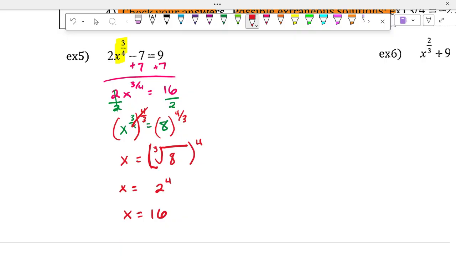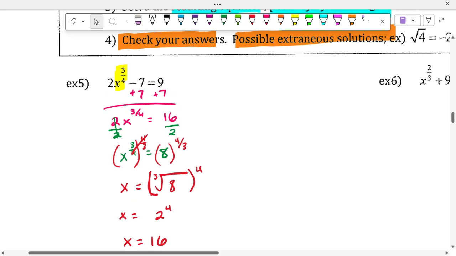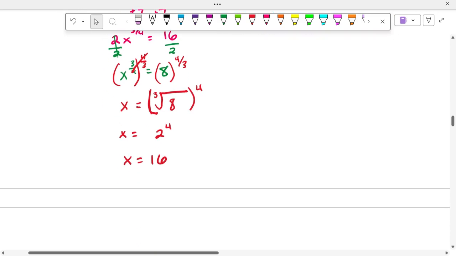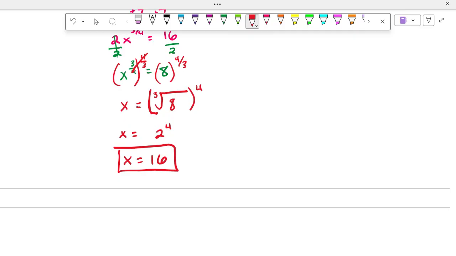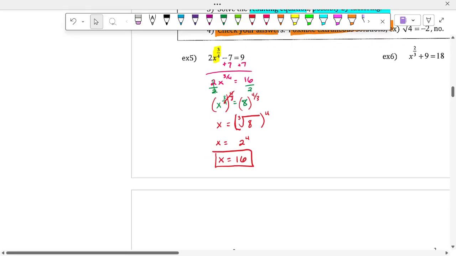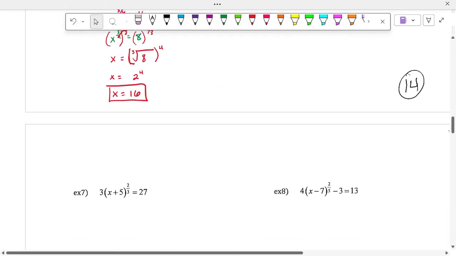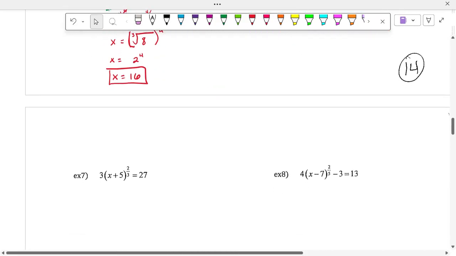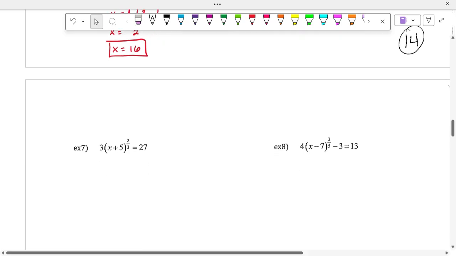All right, if I do a quick check back in, I have the 4th root of 16, which is 2, raised to the third power, which is 8. 2 times 8 is 16, minus 7 is 9, so it works. So this is my answer. All right. No, it's just exponent rules on the quiz. So 5.1, 5.2. All right, let's try another one.